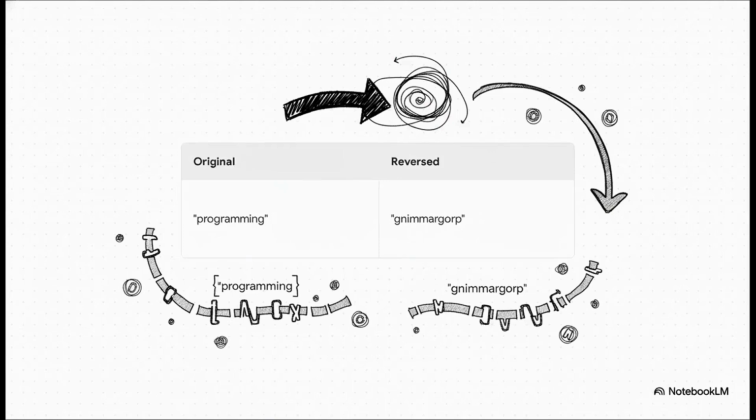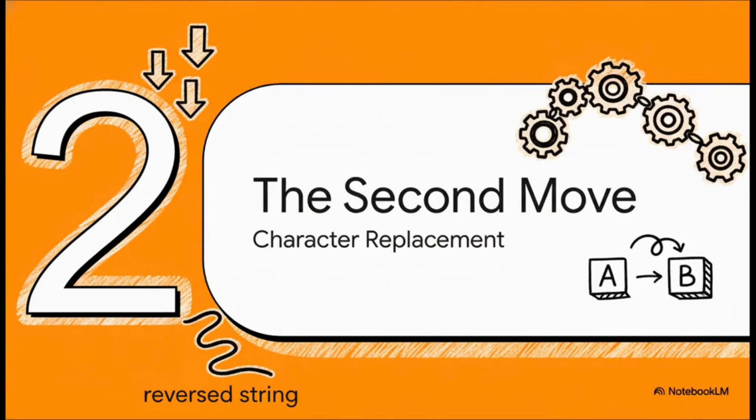And boom, just like that, our original string, programming, gets completely flipped on its head. The P moves to the end, the G slides over to the start, and what we're left with is GNMR-GORP. Now remember this new string, because this is our input for the very next step. Okay, so we've got our reversed string. We're halfway there, but we're not done yet.